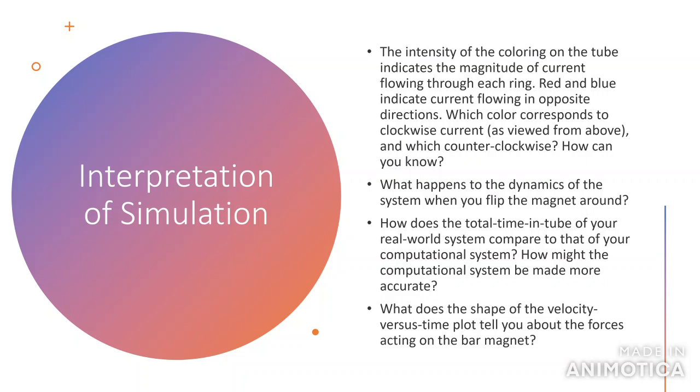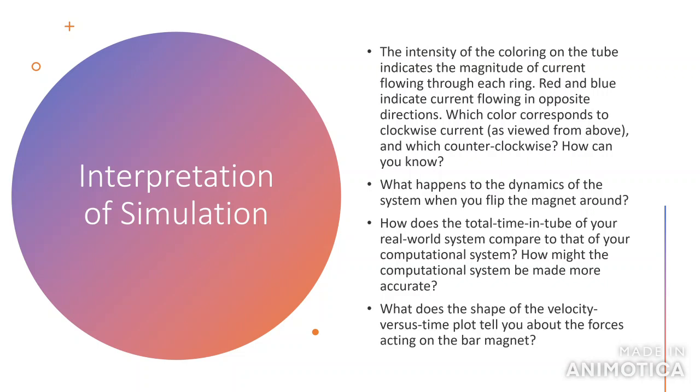The next question is, what happens to the dynamics of the system when you flip the magnet around? When you flip the magnet around, so the south side of the magnet dipole is falling headfirst in the negative y direction, you reverse the direction of the induced current and the current caused by the stationary magnet. So the induced current caused by the magnet and the motion of the magnet is going in the counterclockwise direction, and the current caused solely by the magnet is flowing in the clockwise direction.